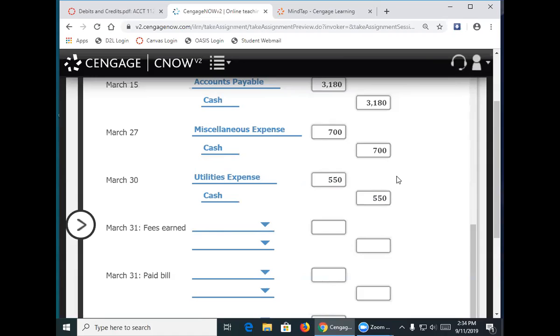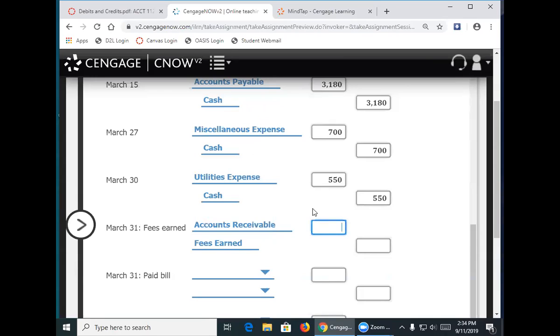Okay, now we're at the end of the month. We have 3 transactions on March 31st. The first one, we had fees earned and billed to customers for the month of $37,200. Did we get cash on that one? Not yet. So accounts receivable. Accounts receivable is an asset and it's increasing because it's money owed to us. So I'm going to debit accounts receivable and credit my fees earned, which is my revenue, and it's also increasing.